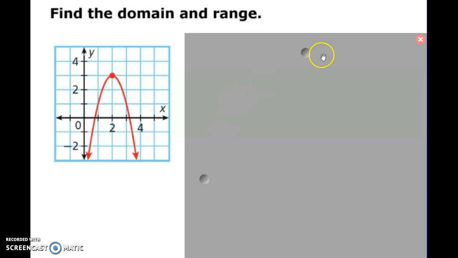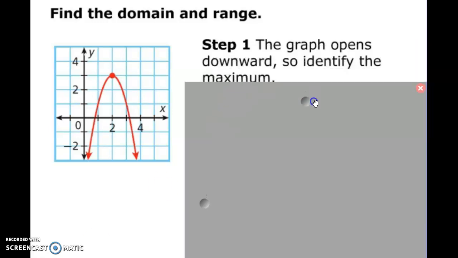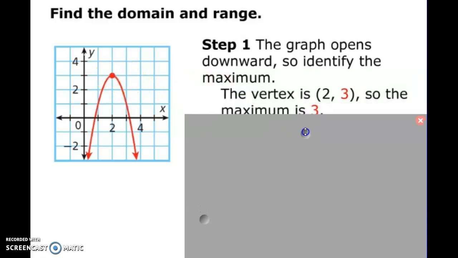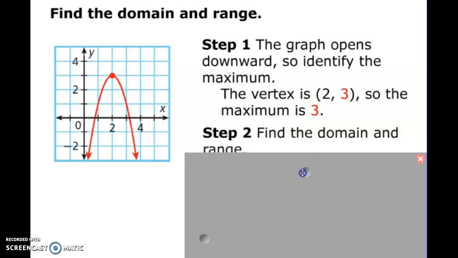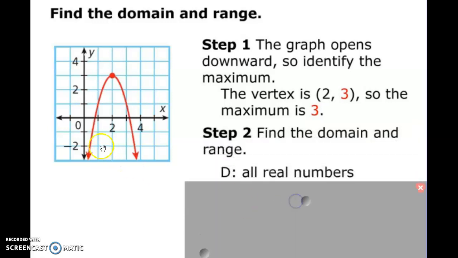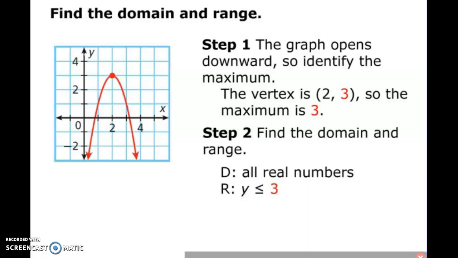Let's take a look at this one. Step number 1, the graph opens downward, so we know that this vertex is a maximum. The vertex is 2, 3, and the maximum is 3. Finding the domain and the range, you'll notice again, this is going to be going on and on and on forever, so the domain is all real numbers. And the range is y is less than or equal to 3. Starting at the maximum, it will be all points going lower.